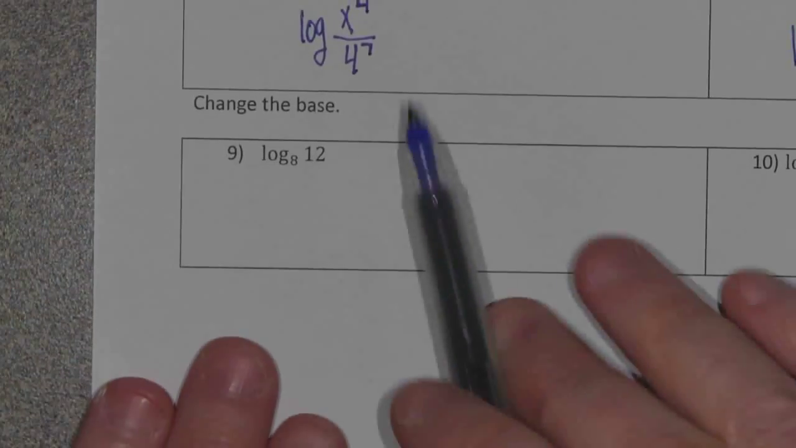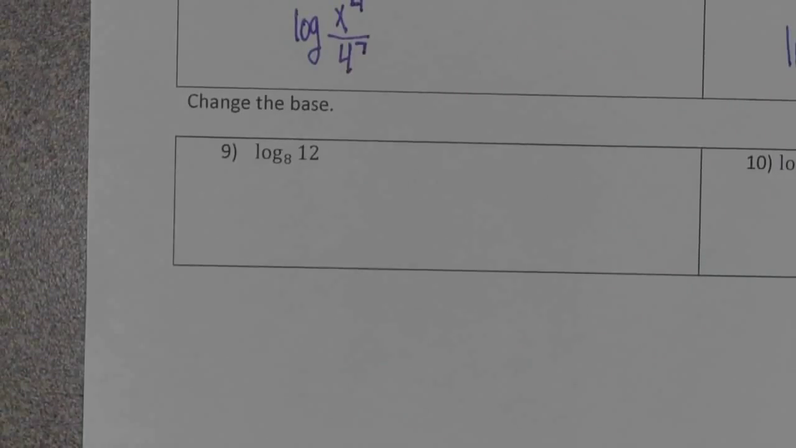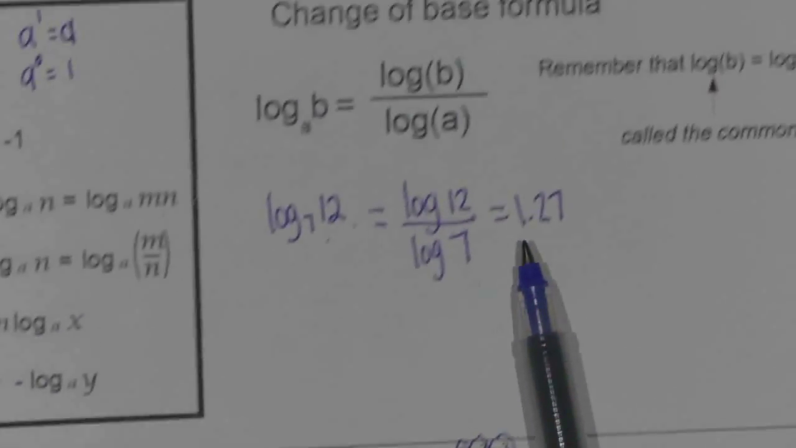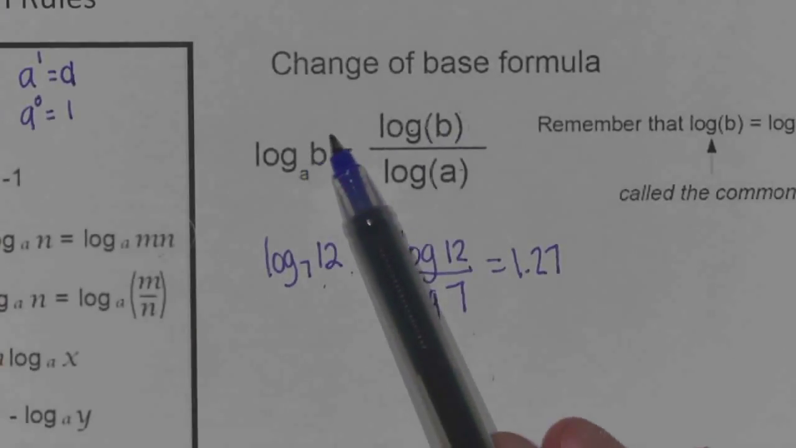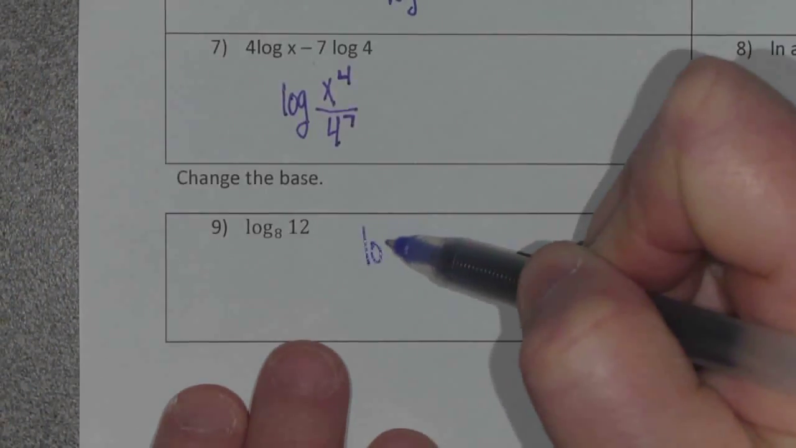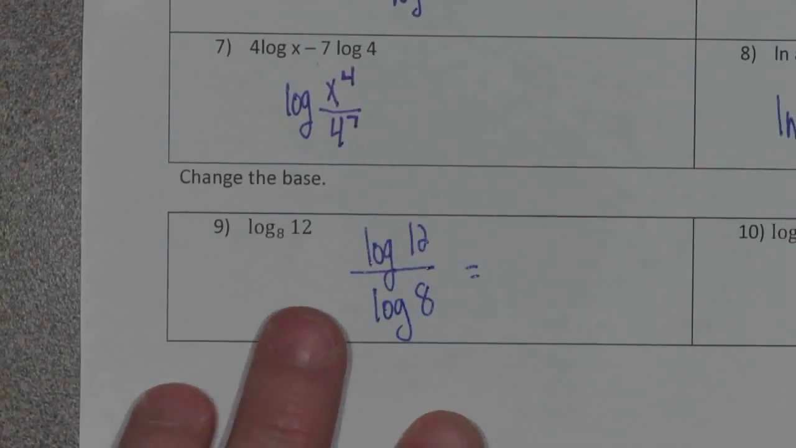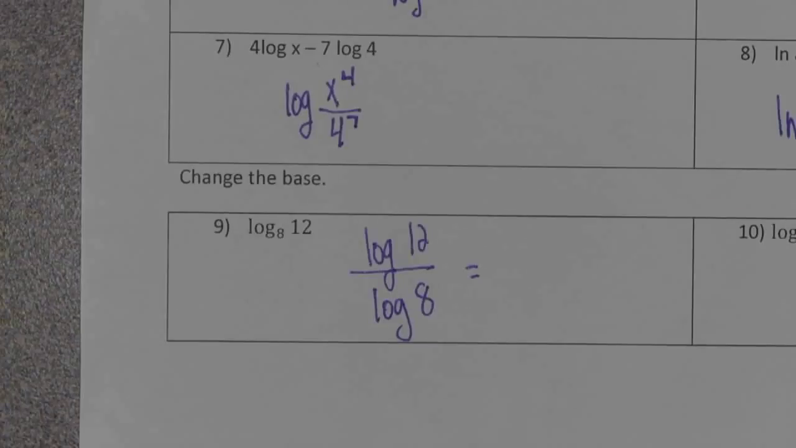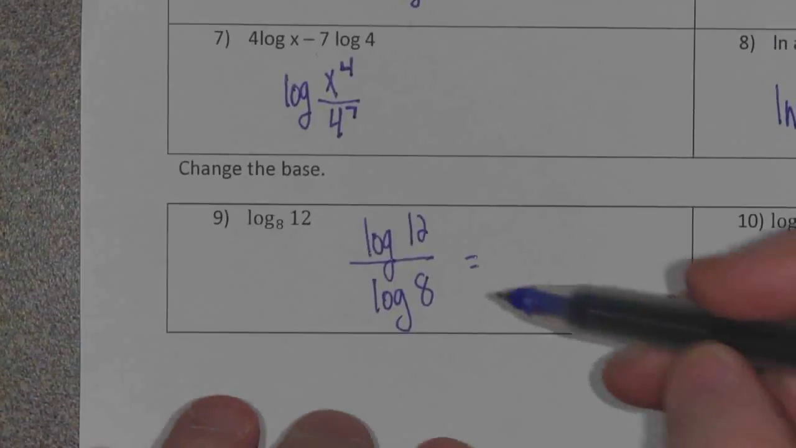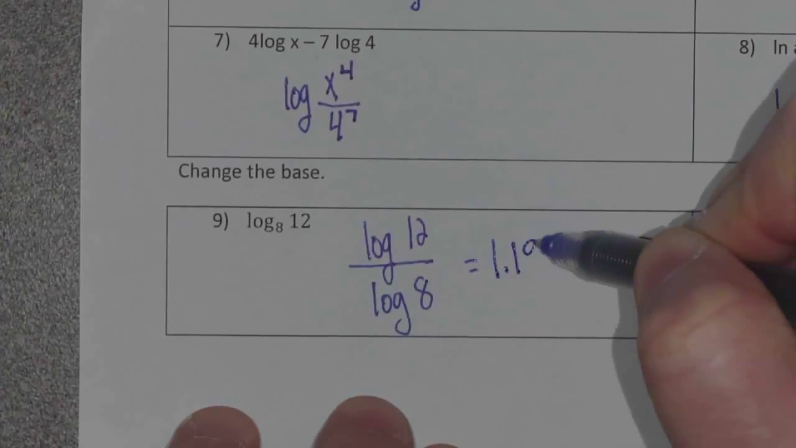Okay. Next problem then. This says change the base. So we're going to solve this by using that change of base formula. That change of base formula said the log of the big number over the log of the little number. Okay. So when I rewrite this, it will be the log of 12 over the log of 8. It becomes calculator work from there. Punch it in your calculator as a fraction. You have the log of 12 divided by the log of 8. And when you do that, you get, give me 2 decimal points rounded. 1.19.